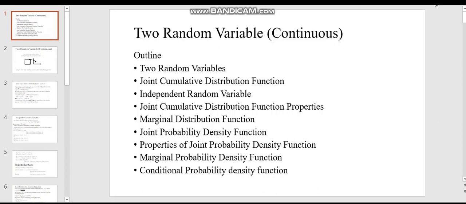This lecture is the continuation of our last lecture. In the last lecture, we talked about random variables in the discrete case. In this lecture, we will discuss the situation wherein both random variables are continuous in nature. Therefore, these have continuous distribution.